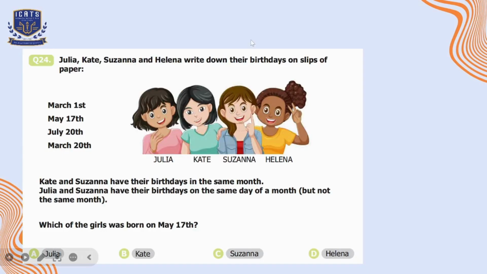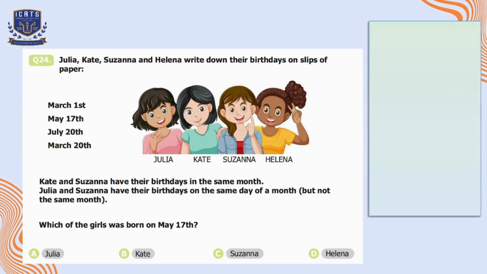Question number 24. Julia, Kate, Suzanne, and Helena write down their birthdays on slips of paper: March 1st, May 17th, July 20th, and March 20th. Kate and Susanna have their birthdays in the same month. Julia and Susanna have their birthdays on the same day of a month but not the same month. Which of the girls was born on May 17th? So options are given below.